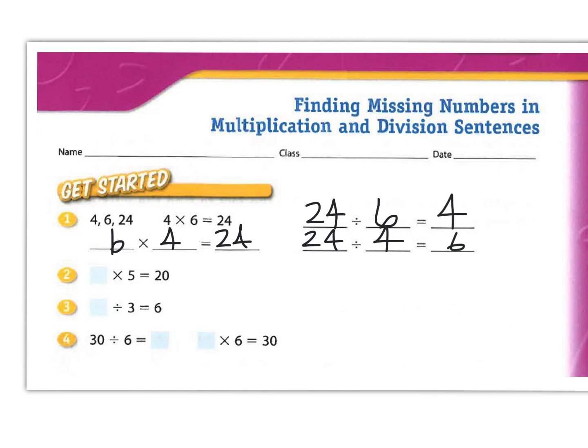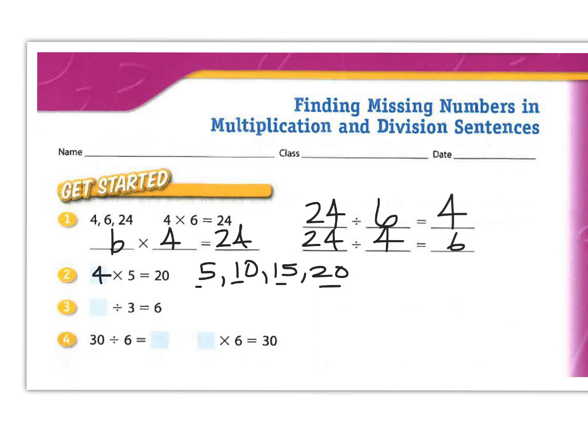Here we have something times 5 is 20. Well, we can skip count by 5s, 5, 10, 15, 20, and we did that 1, 2, 3, 4 times. So 4 times 5 is 20.